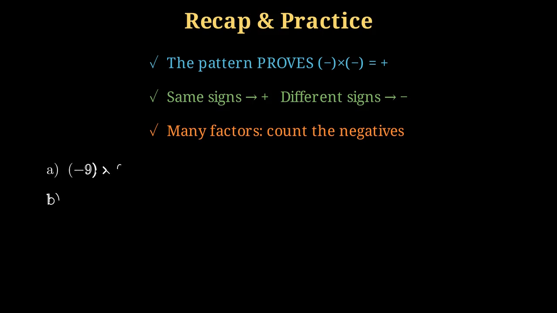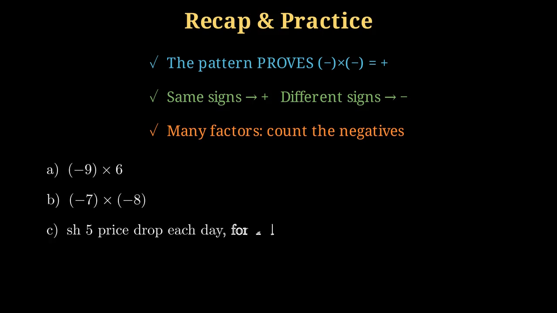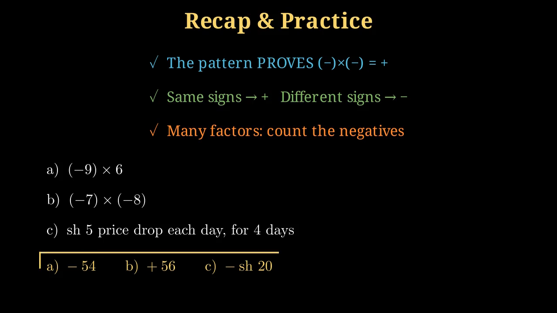Pause and try these. A, -9 times 6. B, -7 times -8. C, the price drops 5 shillings a day for 4 days. What is the total change? Answers: A, -54. B, same signs, +56. C, 4 times -5, a drop of 20 shillings.